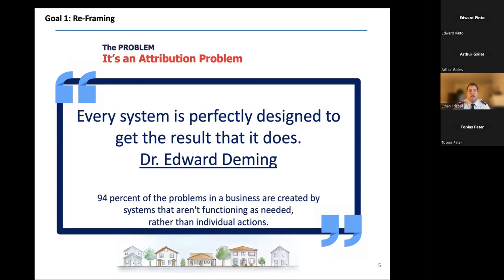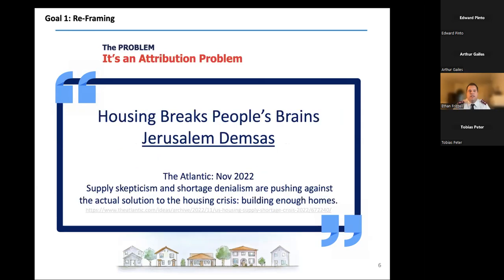And so we recognize that often it's an attribution problem, blaming the person instead of recognizing that it usually involves the system or the city itself. Next, we recognize a great article from Jerusalem that was in The Atlantic in November 2022, and we recommend you take a look at it.